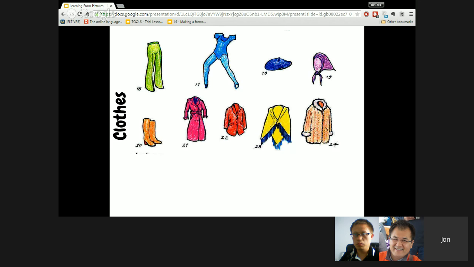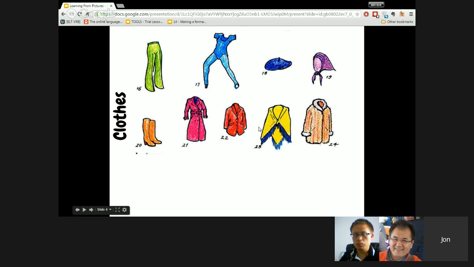Number 17 is called a leotard. Leotard. I see. And it can also be called tights. But it's actually called a leotard. 16 is pants, as you said. And for 16, women's pants, not so much today, but in the past, women's pants were called slacks. Slacks. Okay. And I think that's pretty much everything.